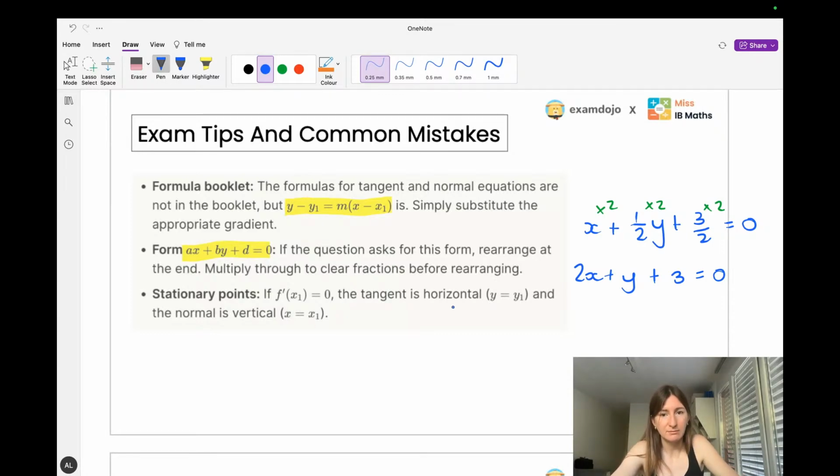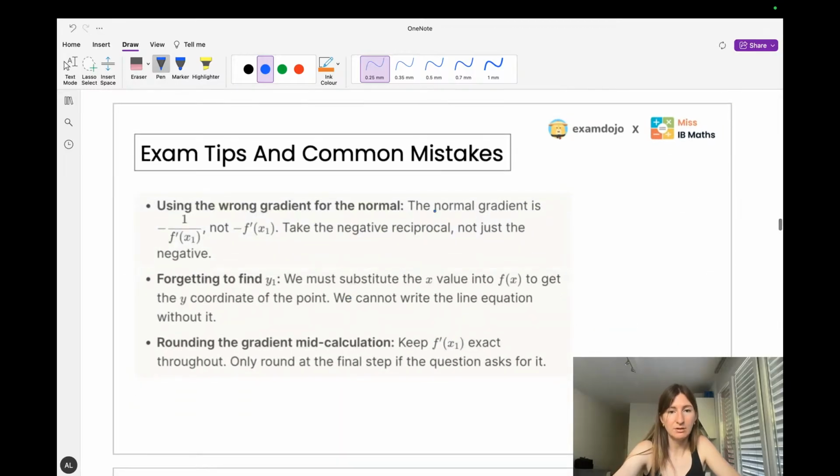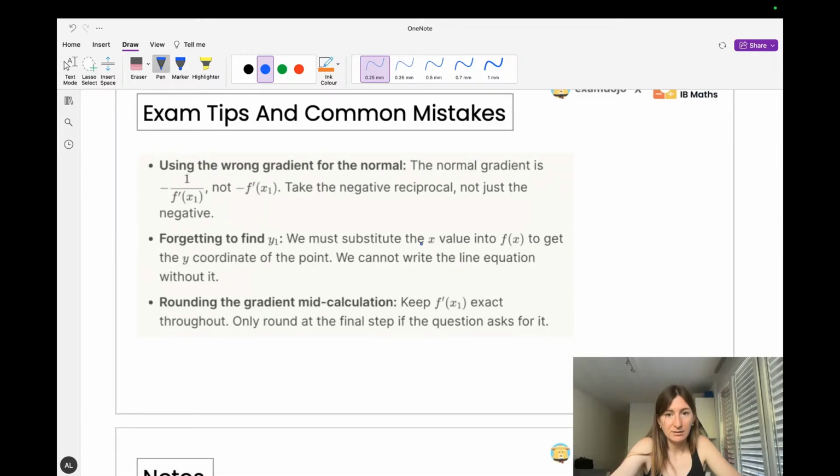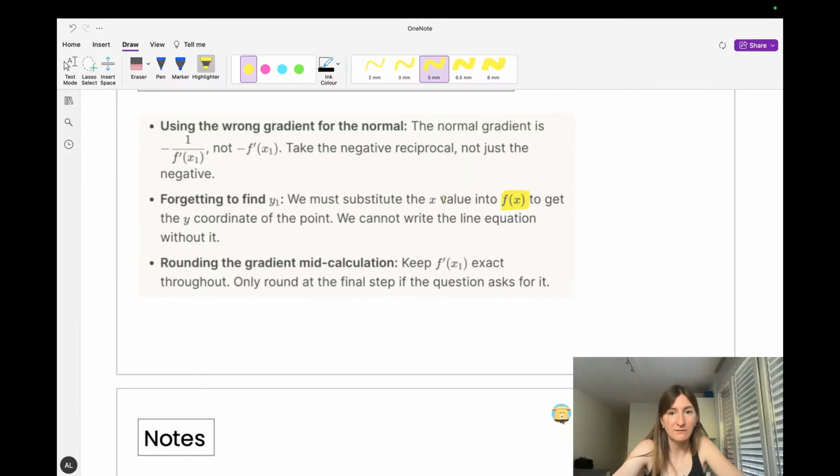And then we talked about this a bit. If tangents are horizontal, then it has the equation y equals something like 3. And if the normal is vertical, then x equals something like 4. So just remember that you're not going to have the whole formula that you need to use like this. Don't forget that for normals, you need to switch and flip. People forget that quite often. And don't forget that to find the y coordinate, you substitute into f of x, not the derivative. If you substitute into the derivative with your x value, you're just going to get your gradient again. So f of x for your y, f dash of x for your gradient.